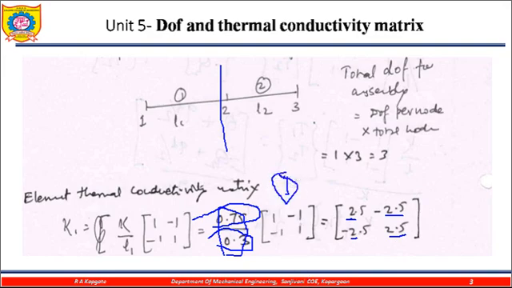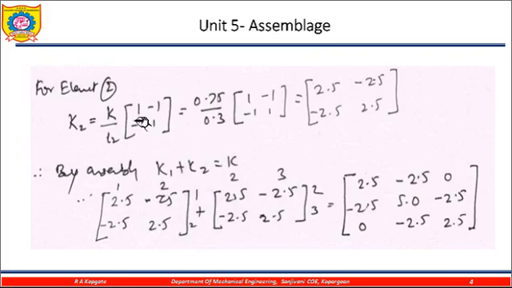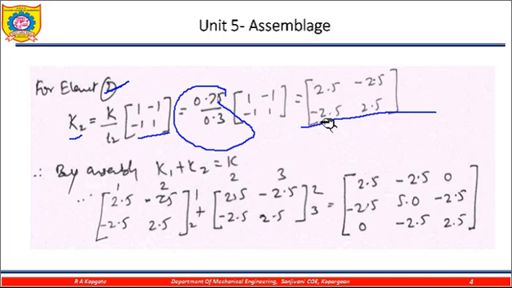The same way we are calculating for element 2, so K2 is equal to K upon L2, and again we get the same value. Now do the assemblage, so that K1 plus K2 is equal to K. So this is my 2.5, minus 2.5, minus 2.5, 2.5 term.